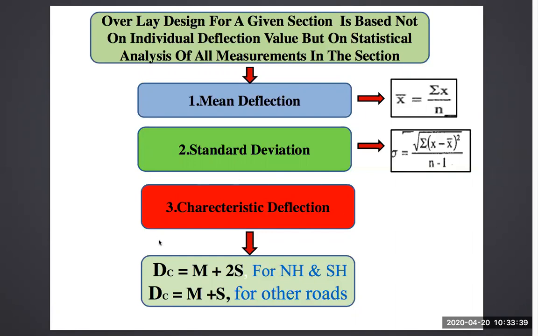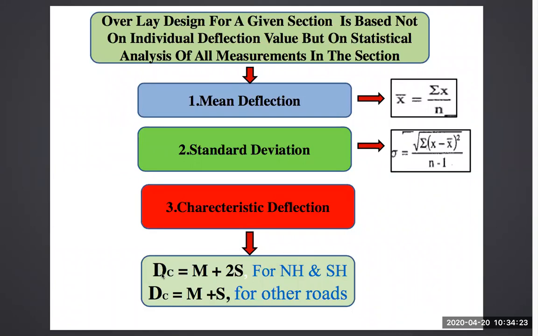Characteristic deflection is given by the DC value. If your traffic is more than 1500 CVPD, that is, commercial vehicles per day, or, as many textbooks mention, national highways or state highways, where the traffic is always more than 1500. We need to understand that you use this characteristic deflection formula when your traffic condition is more than 1500.